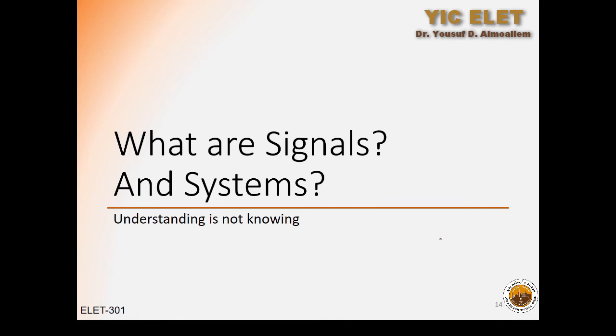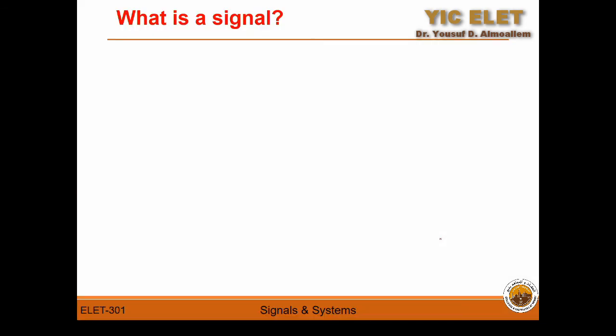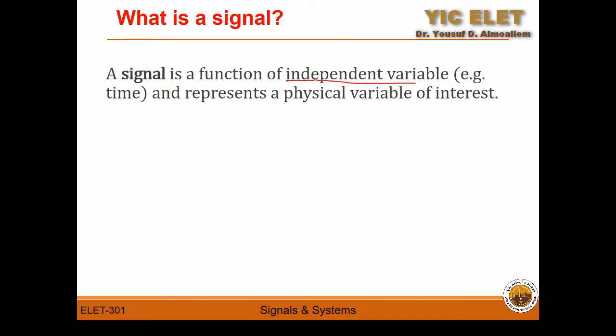Finally, just a rough idea about signals and systems. So what is a signal? A signal is a function of an independent variable. One example of an independent variable is time. And this function, or this signal, represents a physical variable of interest. So if we are trying to understand one physical variable, it has to be a function of an independent variable, like f of x. So this is the physical variable, like voltage, and this independent variable will be like time. So it will be the voltage as a function of time.